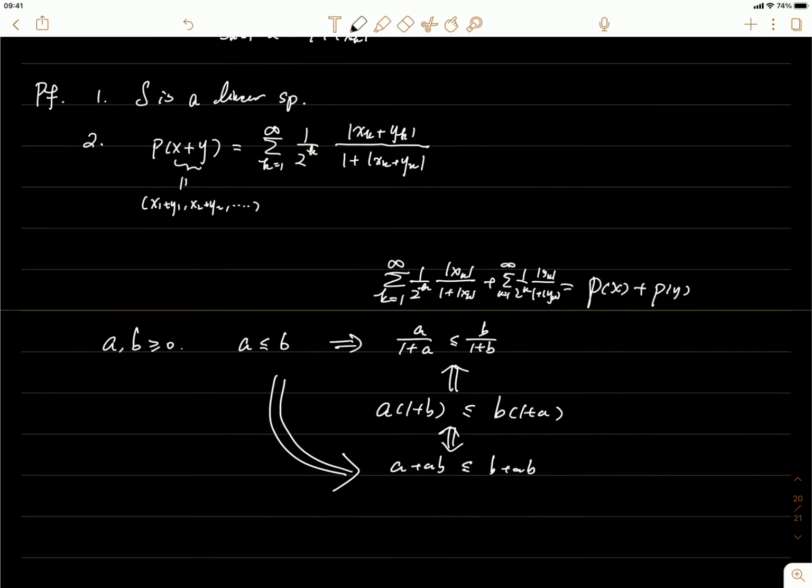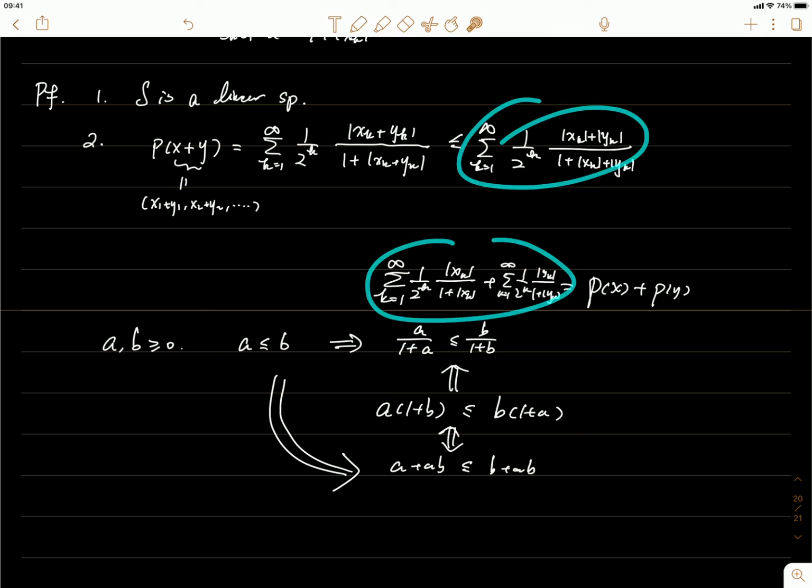Okay, and I'm going to use that fact. Right now, I know that this one here is less than or equal to that by the triangle inequality of absolute values. So this is like my A, and this whole thing is like my B. Then for each term in the sum, it's going to be less than or equal to the sum of their absolute values. Okay, so now if I can show that this is less than that, it will be enough.